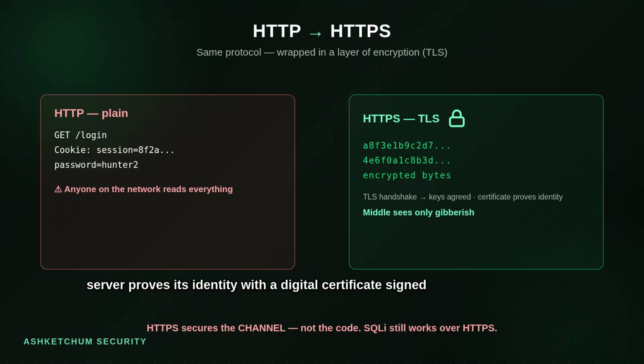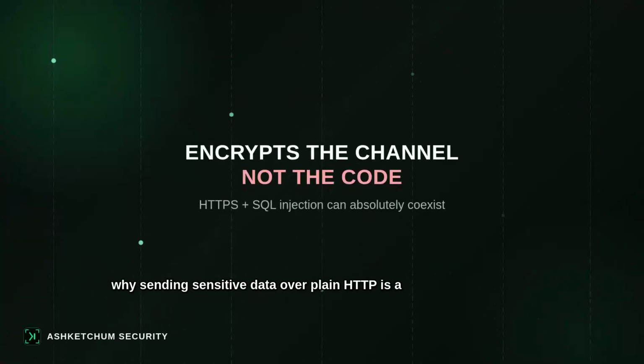and the server proves its identity with a digital certificate signed by a trusted authority. From that point, everything is encrypted. A man in the middle now sees only scrambled bytes. This is why the padlock matters, and why sending sensitive data over plain HTTP is a reportable flaw.